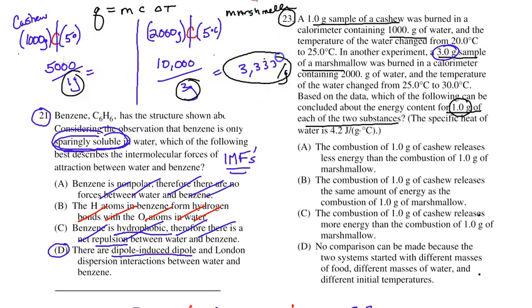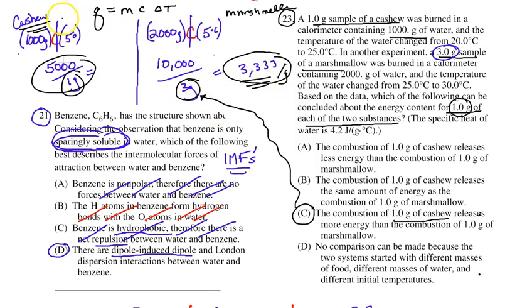So when I compare this value to this value, clearly the cashew produces more energy. So the answer to my question is the combustion of 1 gram of cashew releases more energy than the combustion of 1 gram of marshmallow. Even though we did not combust 1 gram, by knowing it was 3 grams and dividing my total energy by the 3, I got a value that was per gram. And again, I didn't need to actually find this number because C is the same on both sides. We're getting a comparative value. This isn't really the true value, but I'm getting a comparative value.